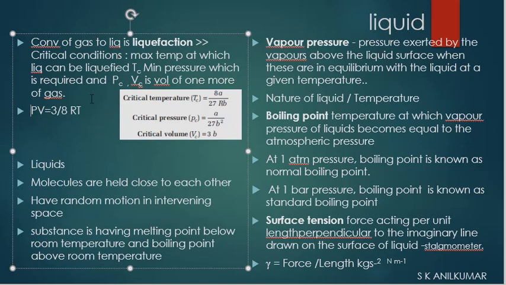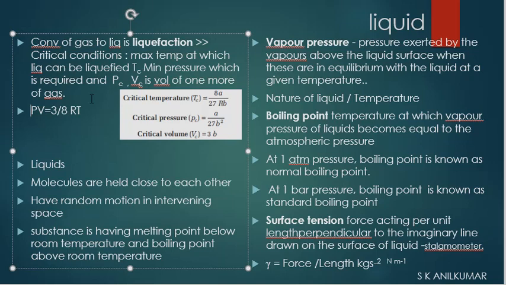Boiling point is the temperature at which the vapor pressure of the liquid becomes equal to atmospheric pressure. So the vapor pressure starts to make the liquid into vapor. At 1 atm pressure, the boiling point is known as the normal boiling point. At 1 bar pressure, the boiling point is known as the standard boiling point. What's the difference between normal boiling point and standard boiling point? Normal boiling point is at 1 atm pressure. Standard boiling point is at 1 bar pressure. 1 bar is for atmospheric pressure, 1 atm is the barometric pressure.